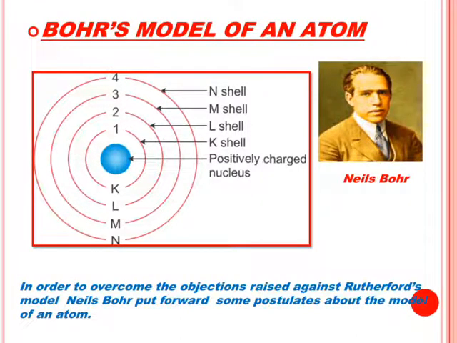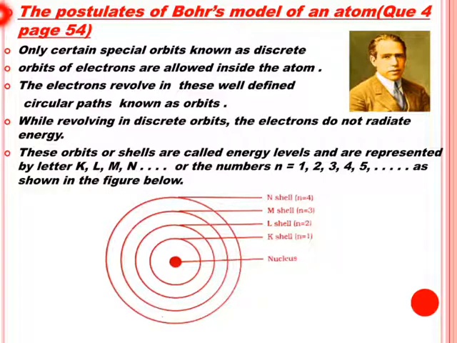Students, in order to overcome the objections raised against Rutherford's model of an atom, Niels Bohr put forward some postulates about the model of an atom. In 1913, Niels Bohr gave a theory regarding the distribution of electrons in extra-nuclear space in an atom. Let us see the main postulates of Bohr's model of an atom. Again, this is an important question asked in the exercise part of this chapter as question number 4 on page number 54.